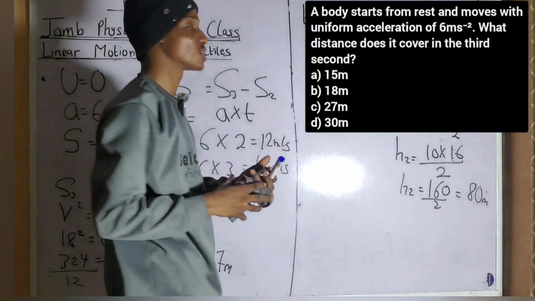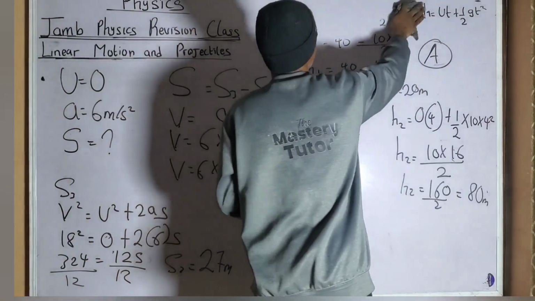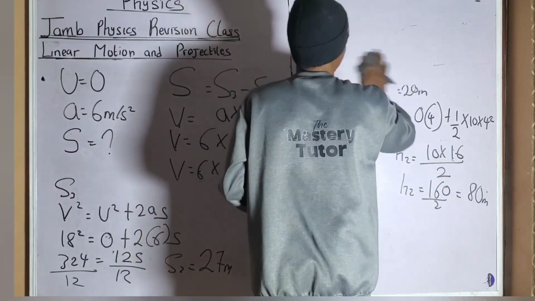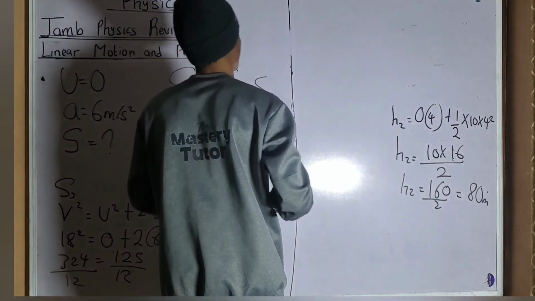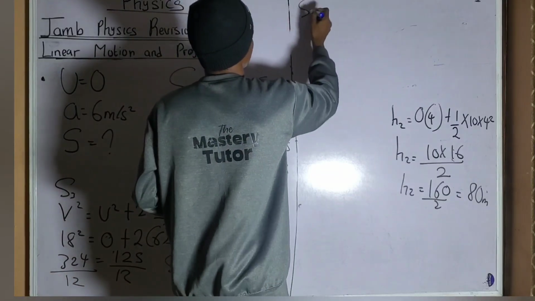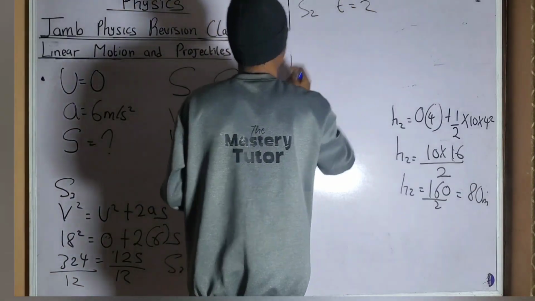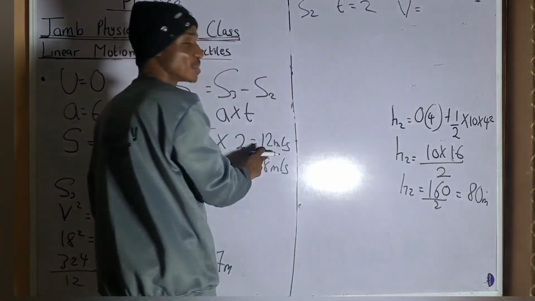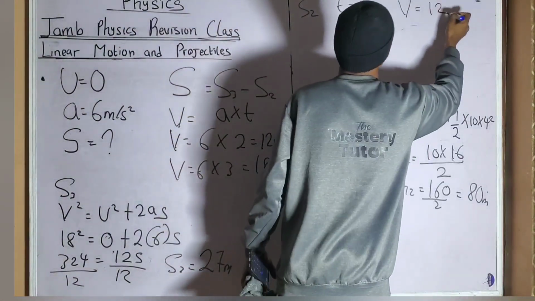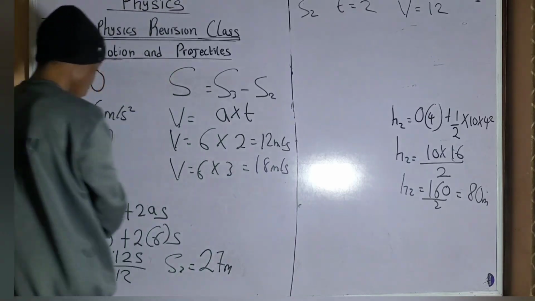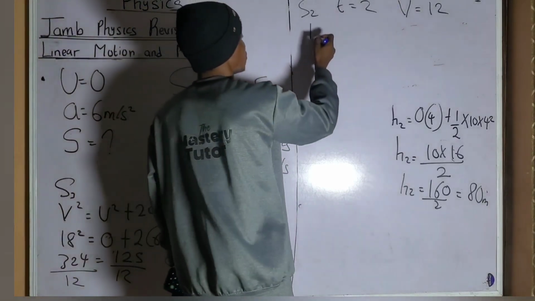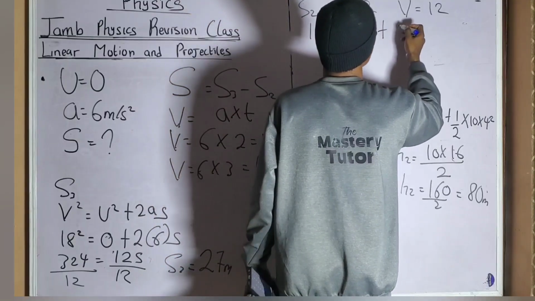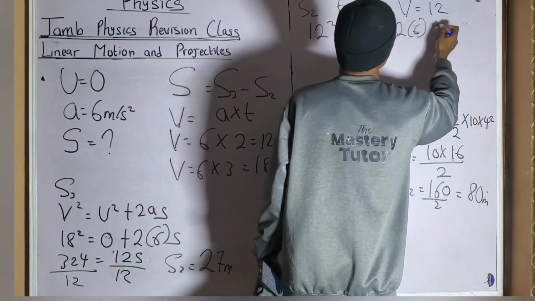That is when the time is 2 seconds. So for S2, t equals 2, okay? And the velocity is equal to what? 12 meters per second. So I'm going to have v equals 12. Using this formula as well, I'm going to have 12 squared equals u squared, which is what? 0, plus 2as. Are you getting it?